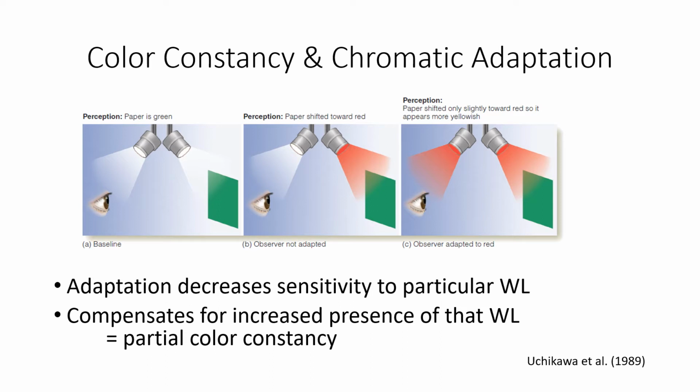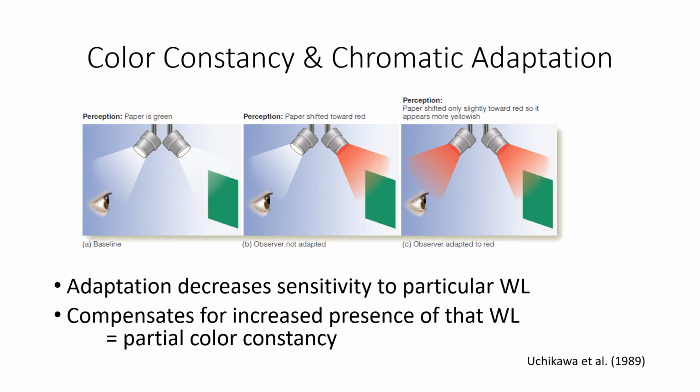So it looks like part of the answer to this is what's called chromatic adaptation. They did a study back in 1989, Uchikawa and colleagues, where the person would be looking at a green paper, and the green paper would be under a basic white light, and they also had the person's eye under the basic white light. And what you can see from what they're saying there is that the paper still appears green at that point.